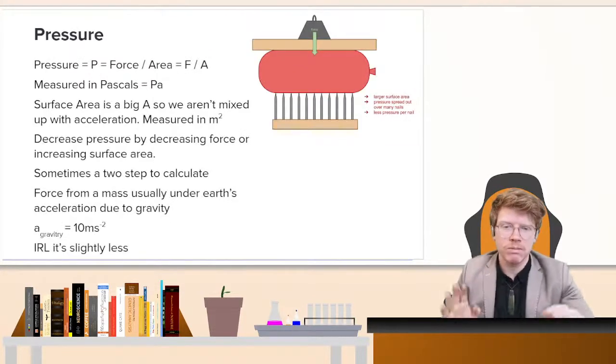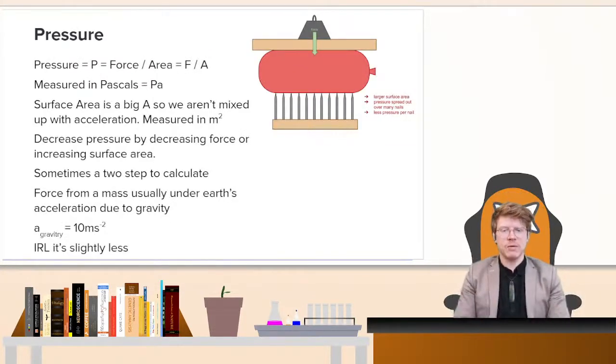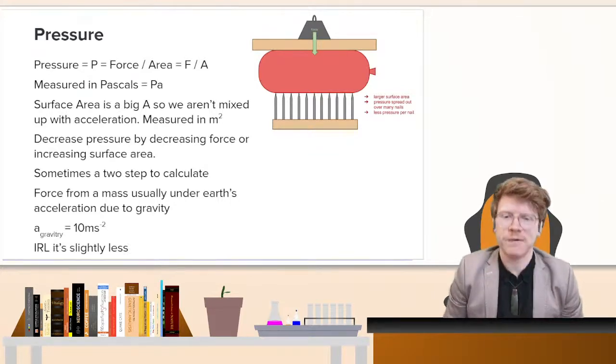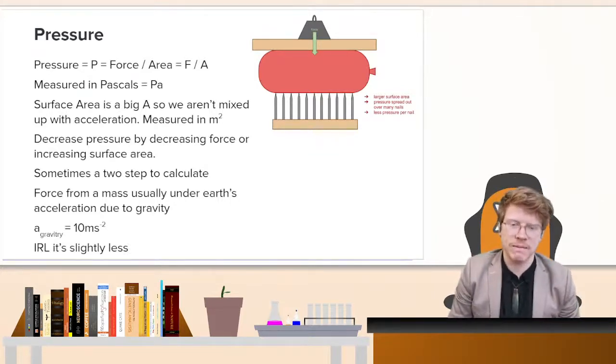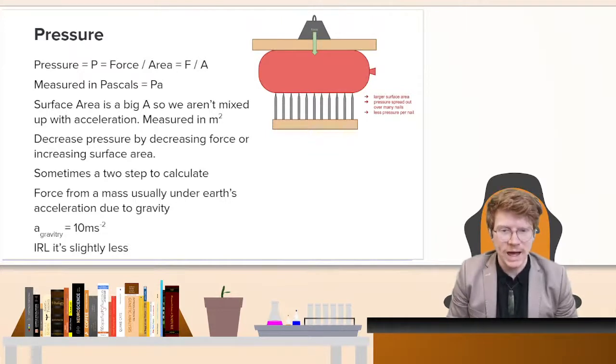All right, pressure. Now here's where things get a little bit tricky, right? Pressure equals force divided by surface area. Area uses a big A, right? We measure our force in newtons, and we measure our pressure in these units called pascals. Surface area is actually measured in meters squared, and you can use the formula to figure this out, but it kind of makes common sense anyway.